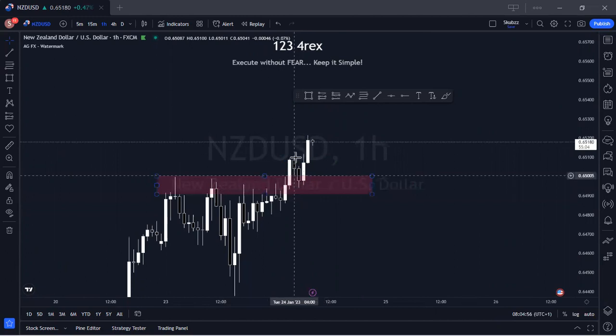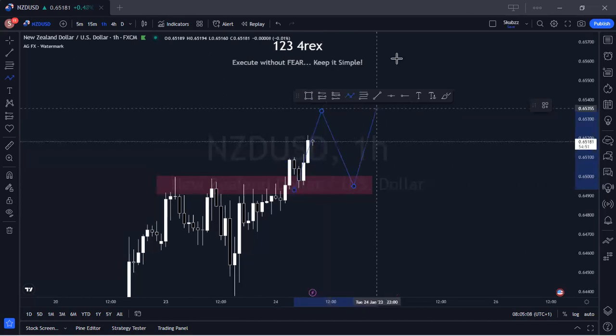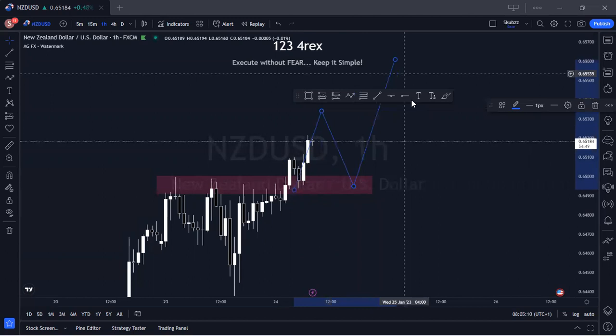Because we just broke and this was just a minor retest, it was not the major one. So I'll still be holding this area. I'll be watching to see if price can continue above maybe for a while, then come back to retest it, and then for us to have a continuation to the upside. So that's what I'm going to be looking out for on NZD USD.